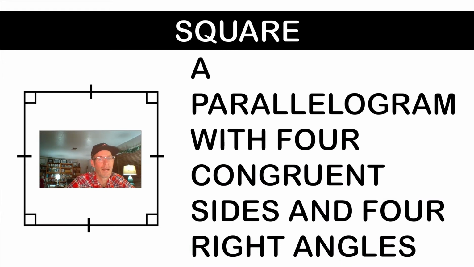A square is also a parallelogram. Its opposite sides are parallel. But the definition of a square is it's a parallelogram with 4 congruent sides and 4 right angles.